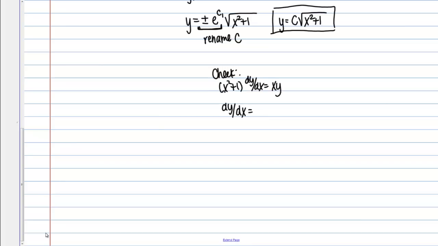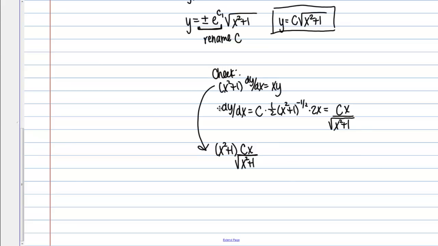So dy/dx, let's see, I'm going to keep this c out front, and then I have x squared plus 1 raised to the 1/2. So that's going to be times 1/2 times x squared plus 1 to the negative 1/2 times 2x. If I simplify that, I get cx over the square root of x squared plus 1, because my factors of 2 cancel out. If I start plugging into the differential equation, I have x squared plus 1 times dy/dx, which I just found to be cx over the square root of x squared plus 1. And that should hopefully equal x times y, where y was c times the square root of x squared plus 1.